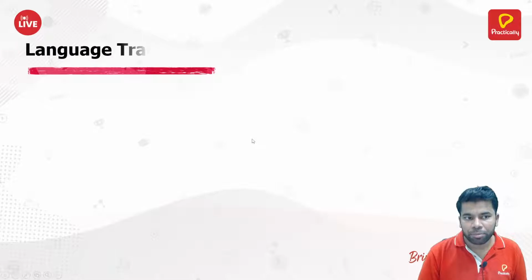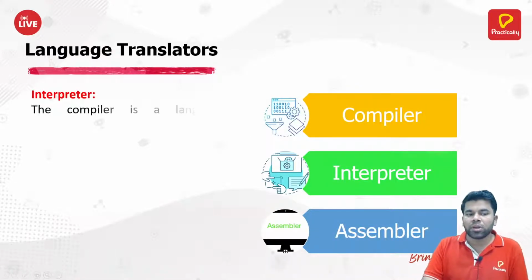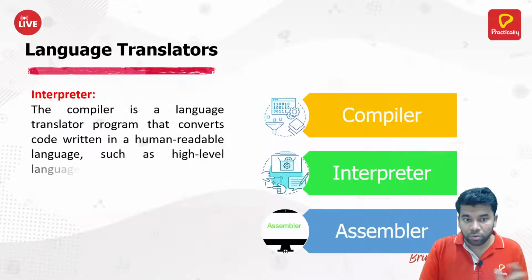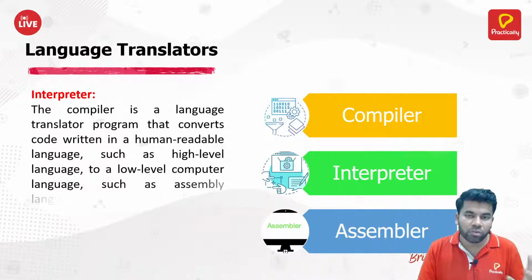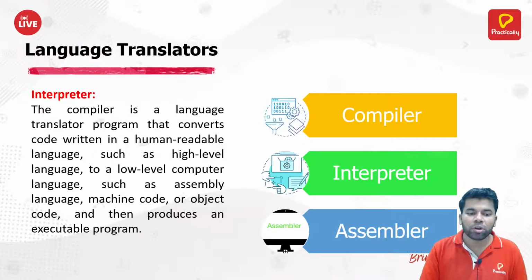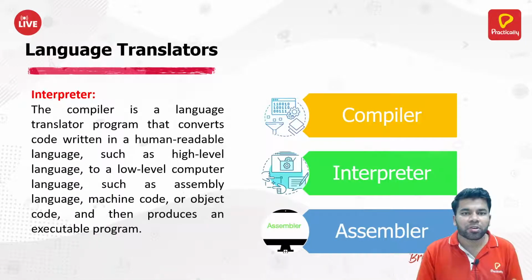Now come to the interpreter. The second language translator is the interpreter. The interpreter does the same work as the compiler, which is to translate the code written in high level language to machine level language, machine code. But the difference is that the interpreter executes the code line by line, one line at a time, while the compiler executes the whole code at a time.